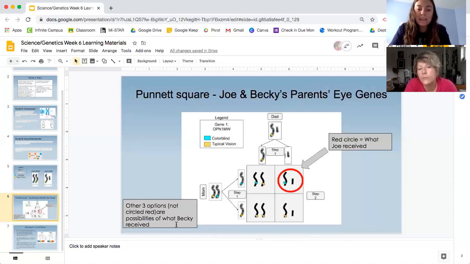Now, Becky, we don't know exactly what she received. She could have received any of these three options and she would have normal vision. These two right here have two X chromosomes, which means it's going to be a female, and she is a female. So she received one of these two. She has two X chromosomes, but we don't know. She might be a carrier like her mom, or she might have two chromosomes for typical vision. So either one of these could be Becky's options, but we know this red circle is Joe's option.